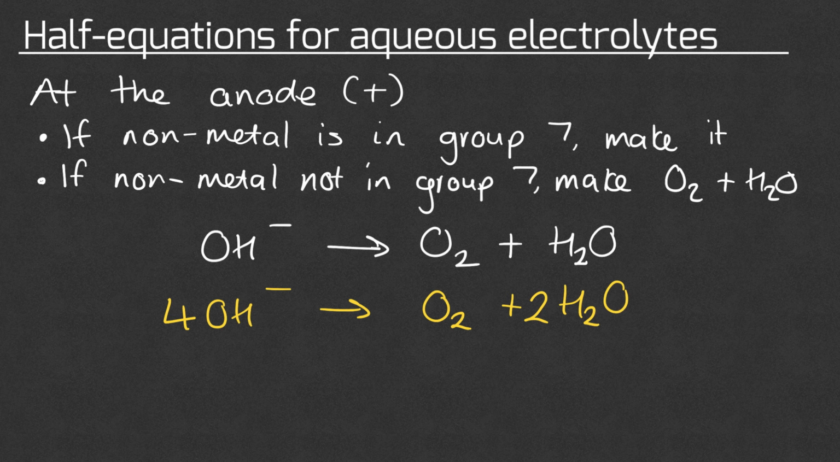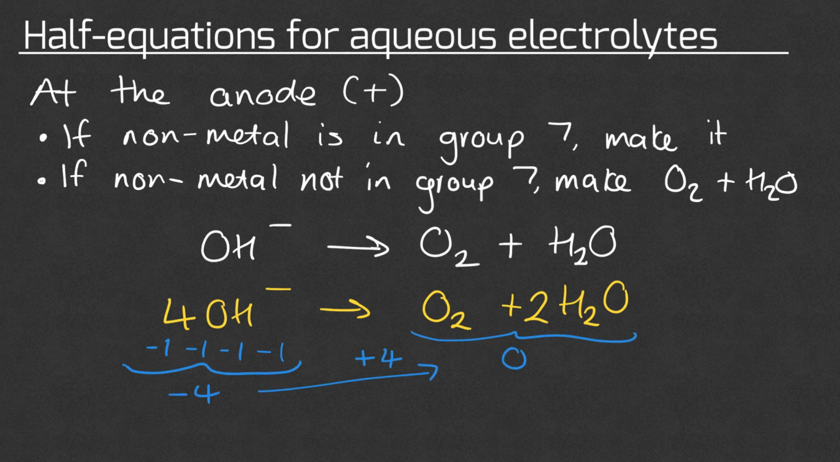We now need to look at the total charge on each side. So we can see that the total charge on the left-hand side is -4, because this OH ion has a minus charge, and there are 4 of them. There are no charges on the right-hand side, so the overall charge on the right-hand side is 0. Therefore, we're going from -4 to 0, which is a change of +4.